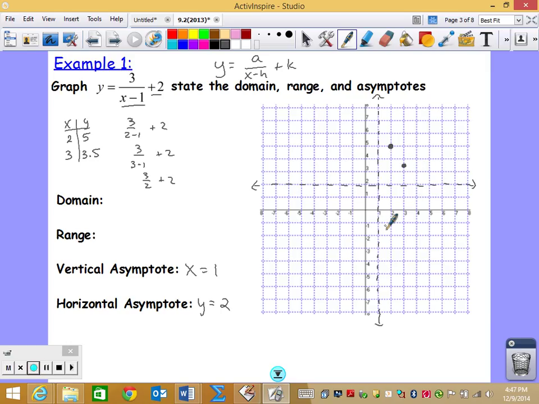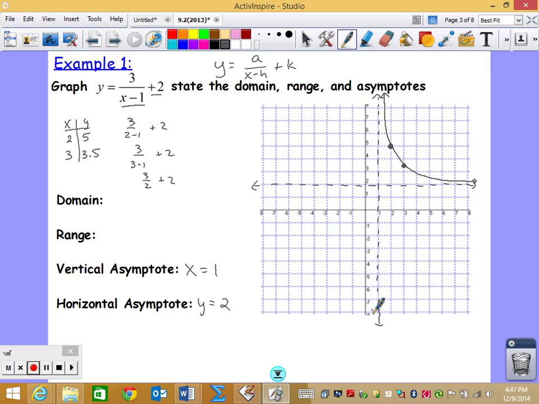And that should be enough for us to get the general shape of that first piece of the hyperbola. It's going to follow the asymptote, go through those 2 points, and then again follow the horizontal asymptote. So that's the first half of it.